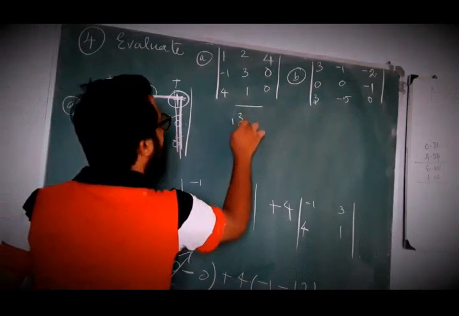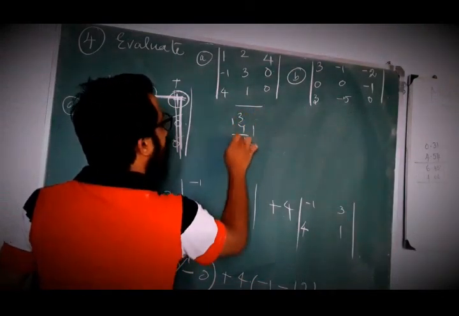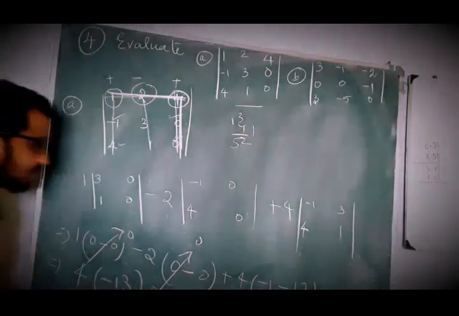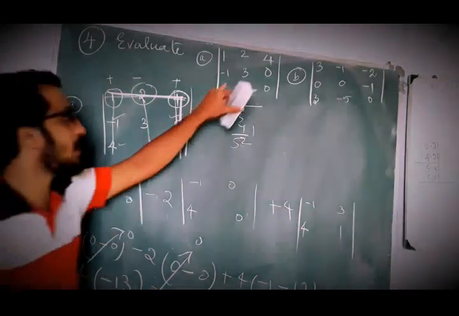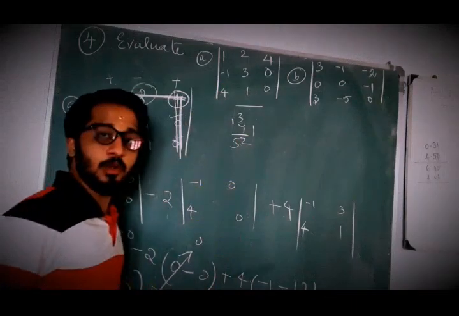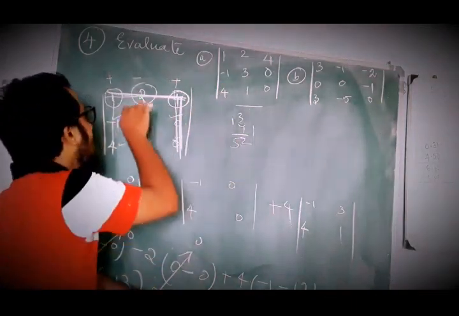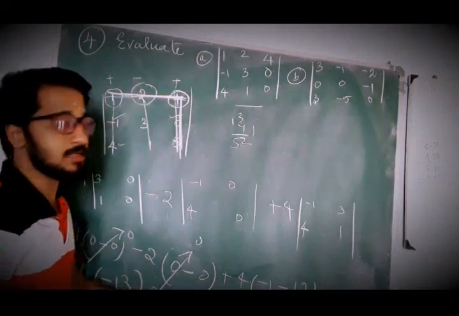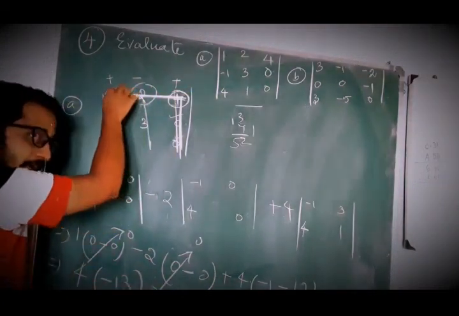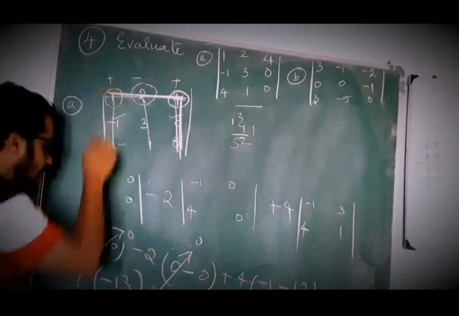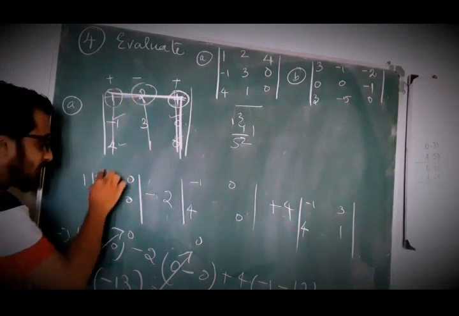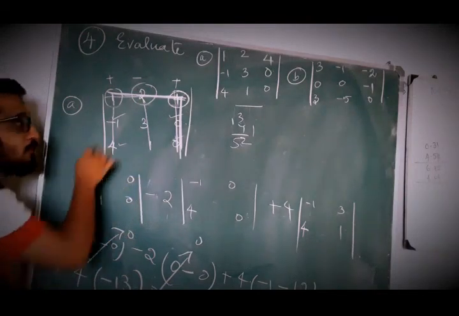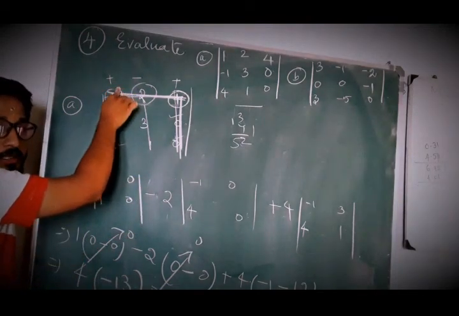What is 13 into 4? 4 3s are 12, so 52. So the answer is minus 52. The determinant value for the first matrix is minus 52. Is it clear? Expanding with respect to the first row, alternating plus minus. The first element you have to select. Don't avoid that element, you have to multiply. After expanding the 2 by 2 matrix, you have to multiply with that element, the first element of the 3 by 3 matrix. Is it clear?